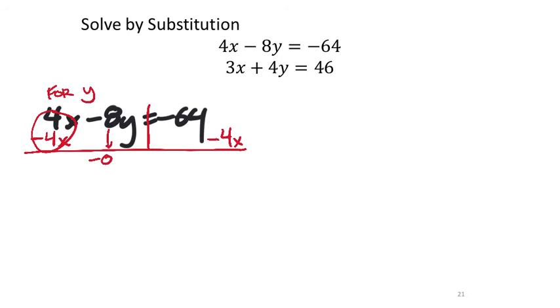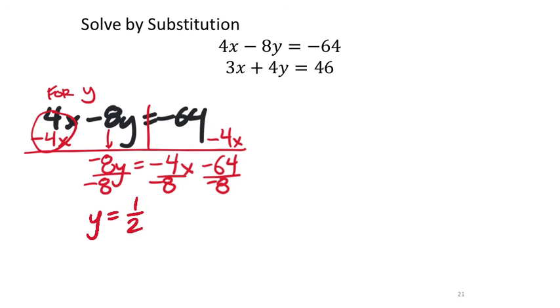So I'll drop my negative 8y equals, again, I'll switch these two terms, negative 4x minus 64, and then divide all the terms by negative 8. And that gives me y equals, that'll be positive 1/2 x plus 8 right there. Now we do have the 1/2 x. No, that'll be fine in the other equation.